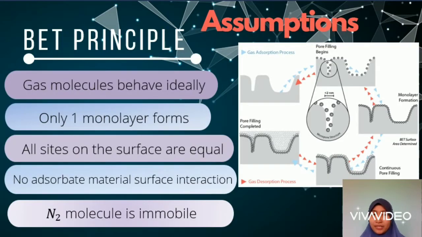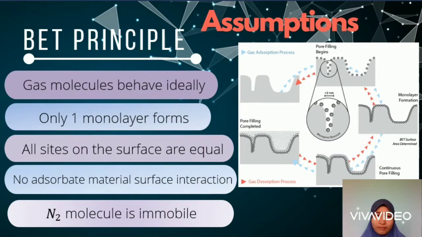Okay, for the BET assumptions, the assumption means the researcher assumes the principles before the research is carried out. First, the gas molecules behave ideally. This means a homogeneous surface on the material, and the gas molecules refer to the nitrogen gas.